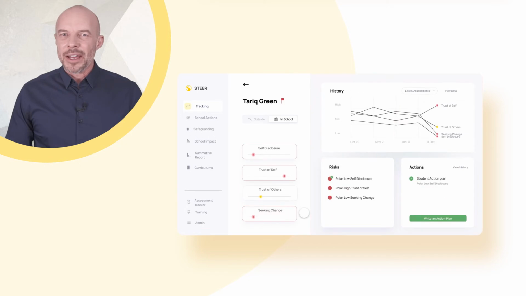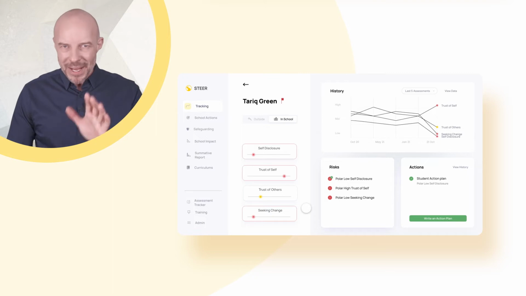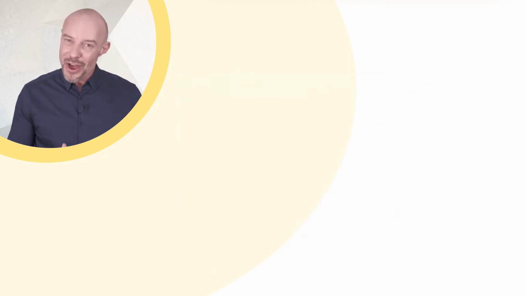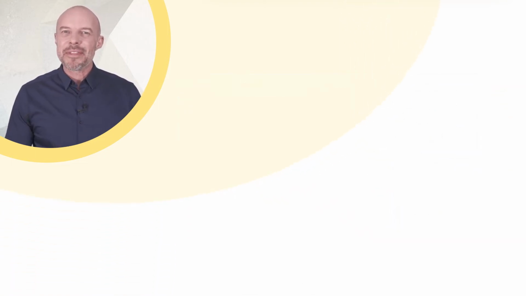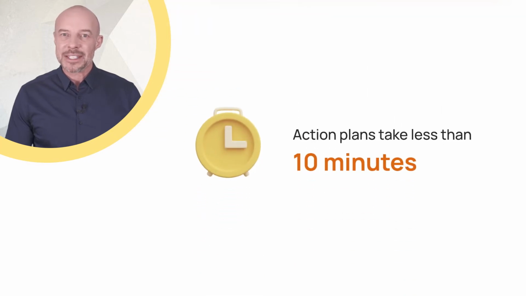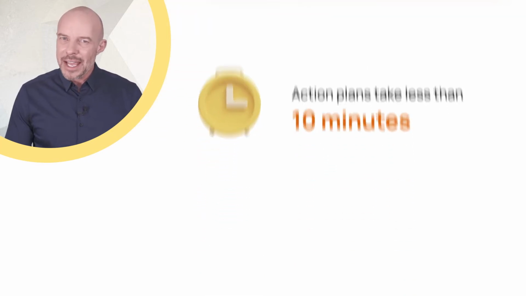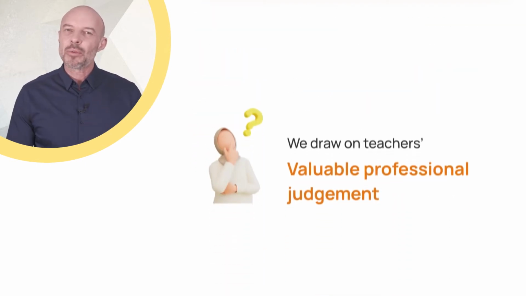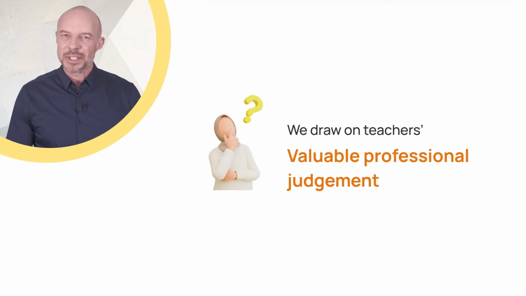Now that I've identified Tariq's risks, I want to know how to proactively target my support. But before we write an action plan, let me address a couple of points about the action planning process. First of all, we know that teachers have limited time, and that's why STEER student action plans take less than 10 minutes to write. Second, we know effective action plans are targeted and achievable, so we lead teachers through a simple and scaffolded process. Thirdly, we value teachers' professional judgment, so we draw on this throughout.